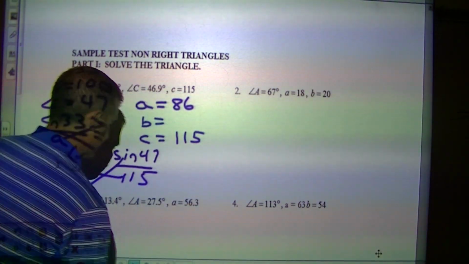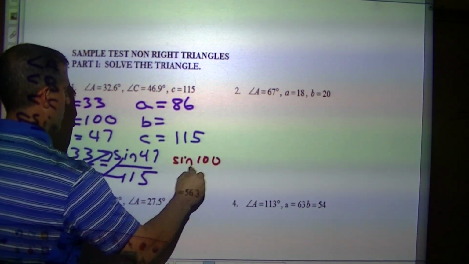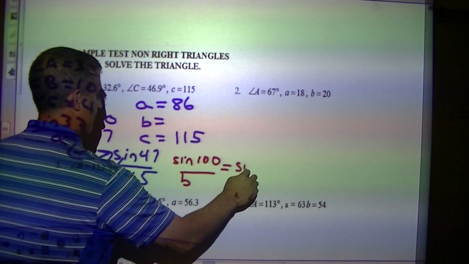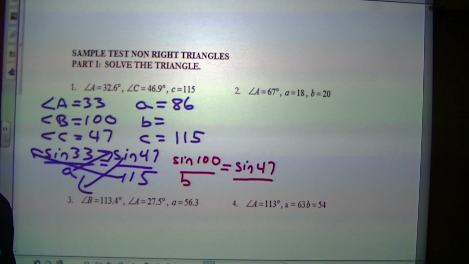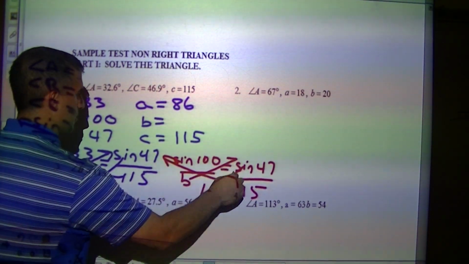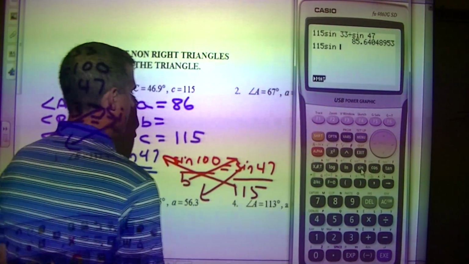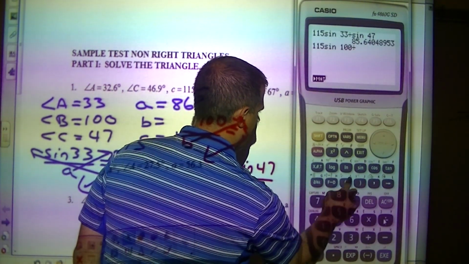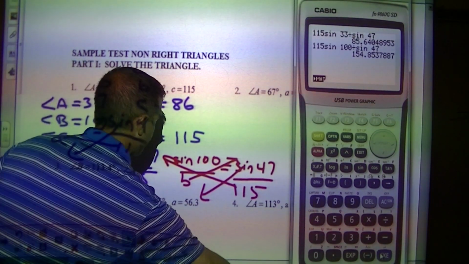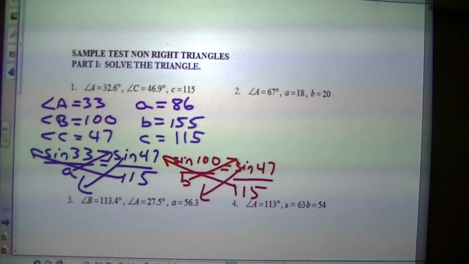For B, I'm going to do the same exact thing. Sine of 100 over little b equals the same sine of 47 over 115. Once again, 115 comes up, sine of 47 goes down, b goes over. So it's the same deal, 115 sine of 100 divided by the sine of 47. That's going to be about 155. Since that's the regular law of sines, there's no need to check for a double.